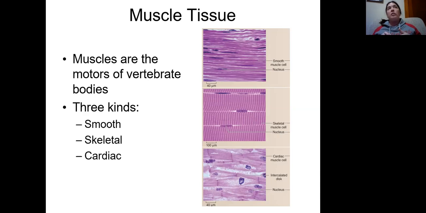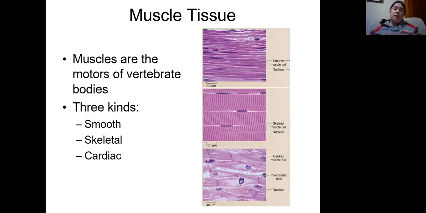Smooth muscle is generally found along the digestive system and in the walls of your circulatory system, in the veins and arteries. Smooth muscle is not under your conscious control. It does contract, but it's contracting based on signals from your autonomic nervous system. We'll talk more about that later as well.